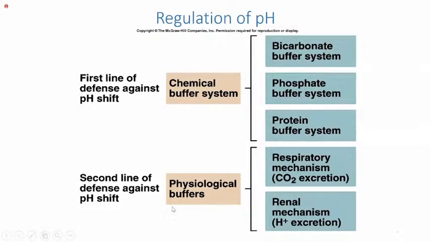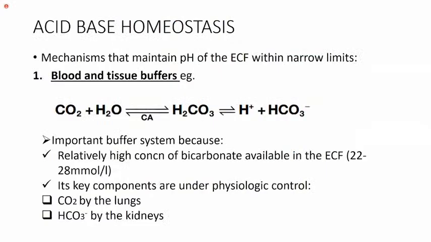The second line of defense will be your physiological buffers. Remember we've said that CO2 is a volatile acid. So the lungs become very important in CO2 excretion, and that helps to regulate pH. Number two will be your kidneys. I guess this is why this is being covered in your kidney lectures. Renal mechanisms are going to be extremely important for excretion of excessive hydrogen ions. So we'll look at all these in greater detail.